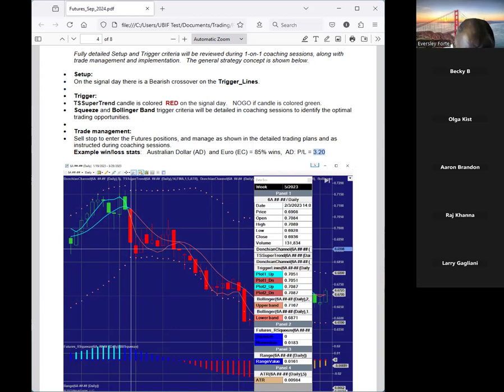All right, I have a question. Trigger lines are based on Donchian and MA. Okay, I'll go back to the chart. All right. Let's see. So we're on the chart now.